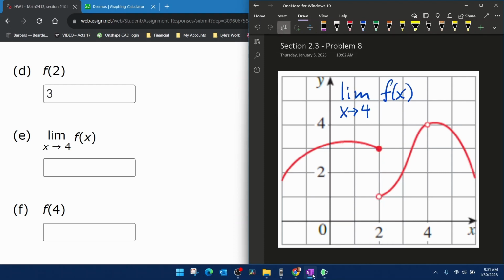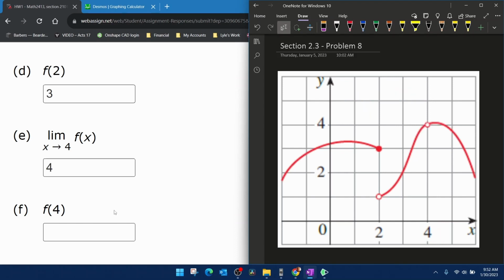Next, they want the limit as x approaches 4 of this function. Notice that they don't designate from the left or the right. And so what we're going to have to do is look at what happens as I approach 4 from both sides. As I come in from the left, I'm approaching a height of 4. But as I come in from the right, I'm also approaching a height of 4. And since the limit from both sides approaches the same value, then the limit not only exists, it is 4.